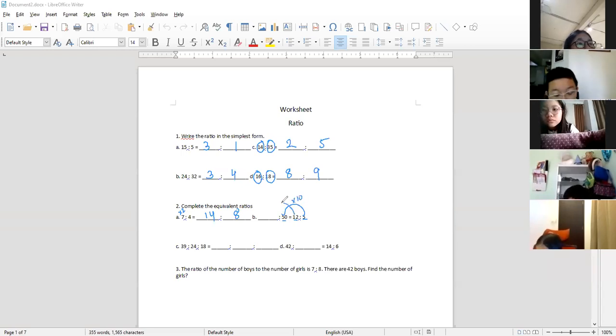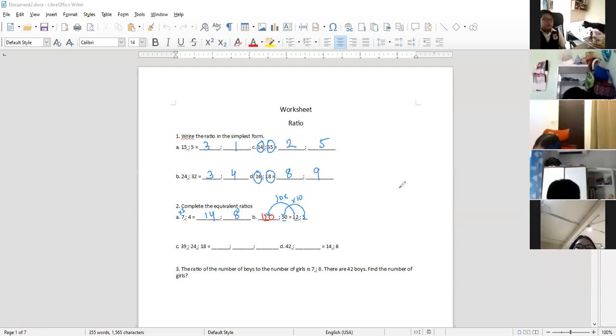So what number will come for 12? You have to multiply the other by the same number. 120. Yes, very good. So I'm writing it in red. This is 120. Do you understand this? Do you all understand? Okay, now move to the next question.